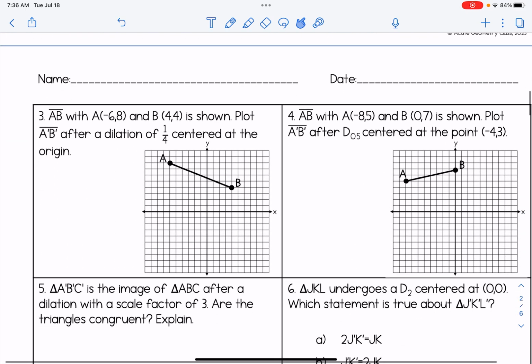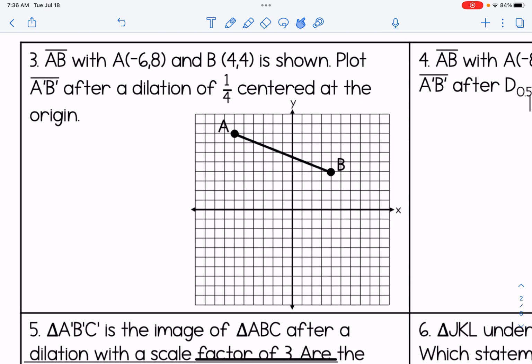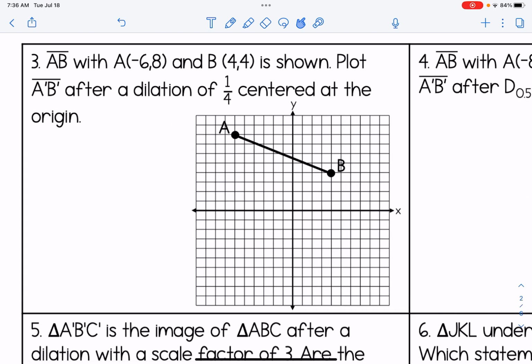All right, let's look at some more sample questions. Now we're going to look at some line segments. Segment AB with A at negative 6, 8 and B at 4, 4 is shown. Plot the image after a dilation of 1/4 centered at the origin. Since it is centered at the origin, I can multiply K, the scale factor, by the points.